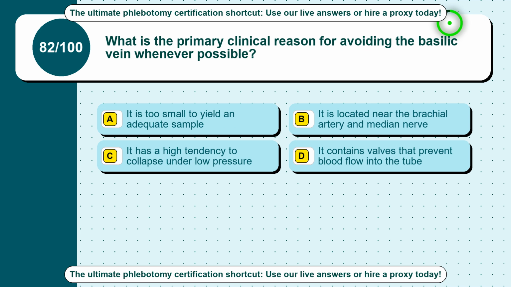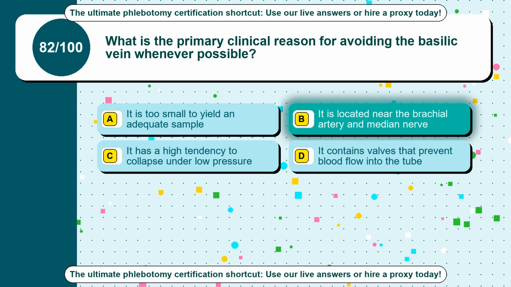Question 82. What is the primary clinical reason for avoiding the basilic vein whenever possible? Option A, it is too small to yield an adequate sample. Option B, it is located near the brachial artery and median nerve. Option C, it has a high tendency to collapse under low pressure. Option D, it contains valves that prevent blood flow into the tube.